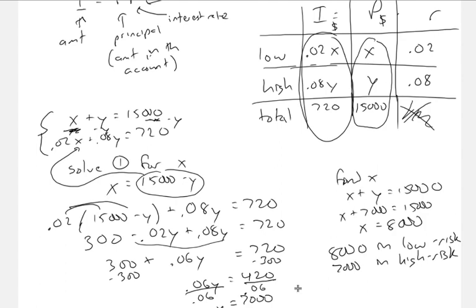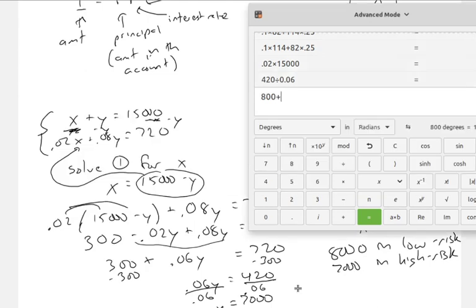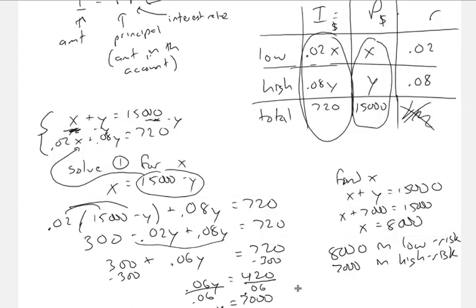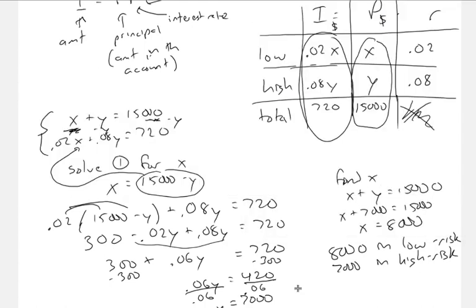Before I give my final answer, I'm going to verify that everything works out here. Let's see, this should be 8,000 plus 7,000. This should be $15,000 total, and it is. I should be getting $720 worth of interest. So let's see, the first account, 8,000 times 0.02. The second account has $7,000, and we're earning an 8% interest rate, so I get 7,000 times 0.08. And this gives me a total amount of interest earned of $720. So this would be my final answer here.